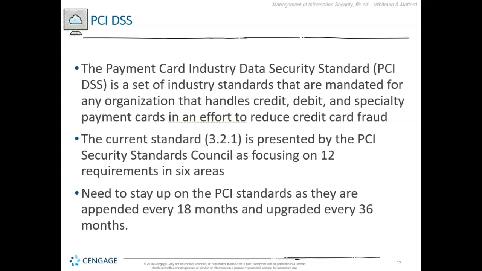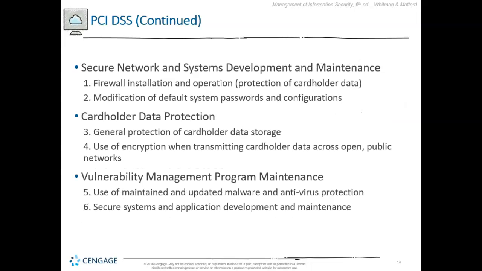The current standard, 3.2.1, is presented by the PCI Security Council as focusing on 12 requirements in 6 areas, and we'll look at those shortly. Something to keep in mind with the PCI, though, is it changes about every 18 months. It's appended as new criteria are applied, and it's upgraded about every 36 months. So you'll see version 4 of this come out very shortly. But you can go to PCISecurityStandards.org, and it will have the latest version out there for you.